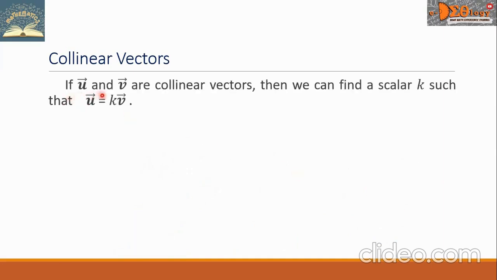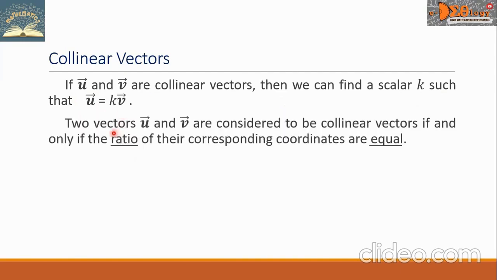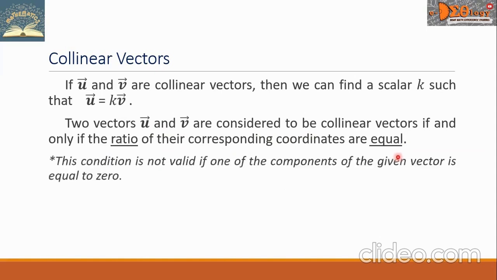If vector u and vector v are collinear vectors, then we can find a scalar k such that vector u equals k times vector v. Two vectors u and v are considered to be collinear vectors if and only if the ratios of their corresponding coordinates are equal. This condition is not valid if one of the components of the given vector is equal to 0.